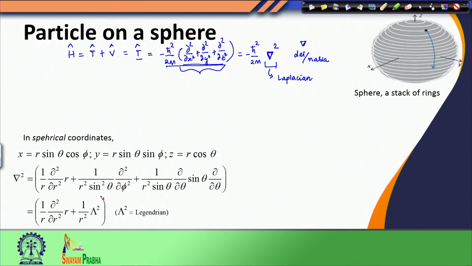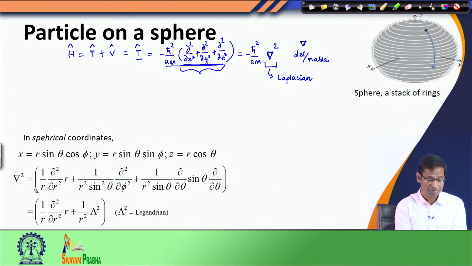Looking closely, I would see that the first term has only r in it, while the second and third terms have r, theta and phi. However, one important observation is that in the second and third terms, 1 over r square is simply multiplied, and in both terms I have 1 over r square. So, I can separate this 1 over r square and then look at the terms which have only theta and phi dependence. For this term, which has only theta and phi dependence, I define a shorter name and call it lambda square, or the Legendrian.